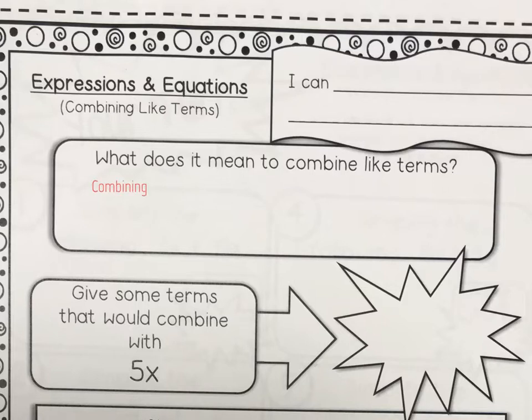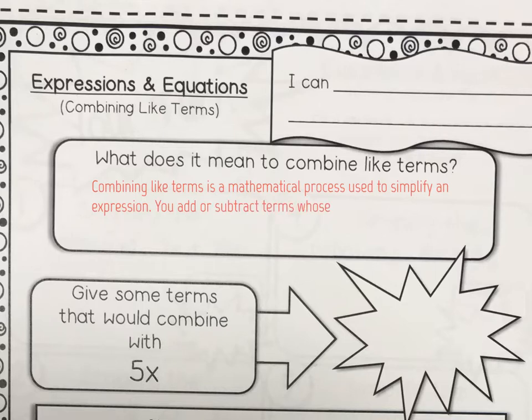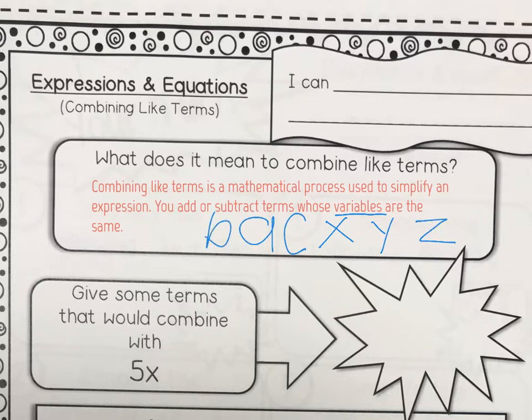Combining like terms is a mathematical process used to simplify an expression. You add or subtract terms whose variables are the same. It's important for us to remember that a variable is a letter in a number sentence. X, Y, Z, C, A, B, whatever you want it to be, those are the variables they're referring to.